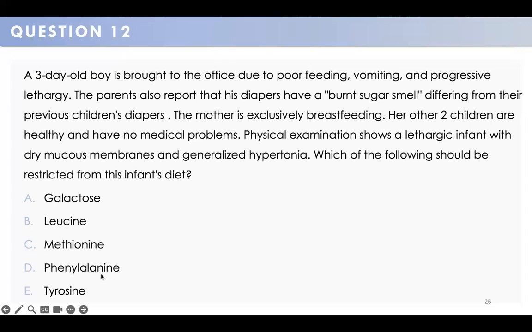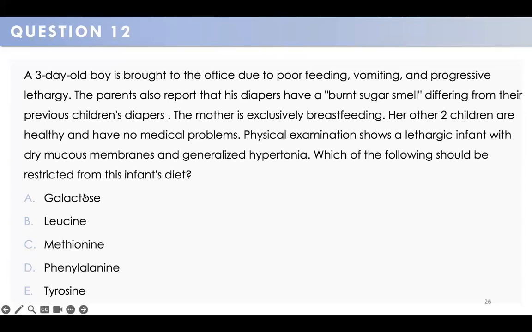Phenylalanine, no. Leucine. Yes, perfect, leucine. Branched chain amino acid, yes. So the key here is the burnt sugar smell of the diapers. Choice D is tricky because you might think that it is phenylketonuria, but phenylketonuria has a musty odor rather than a burnt sugar smell.